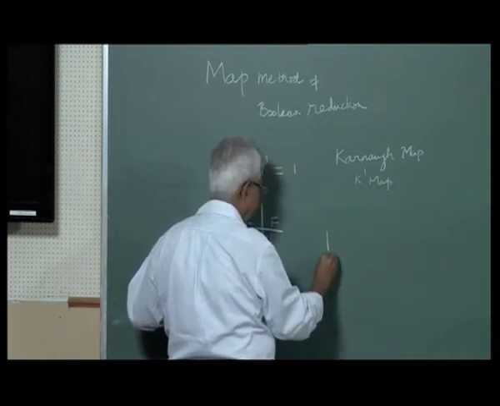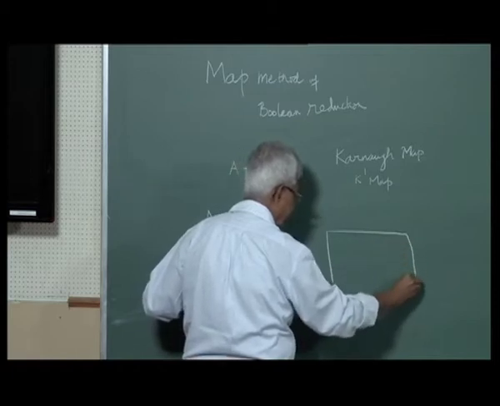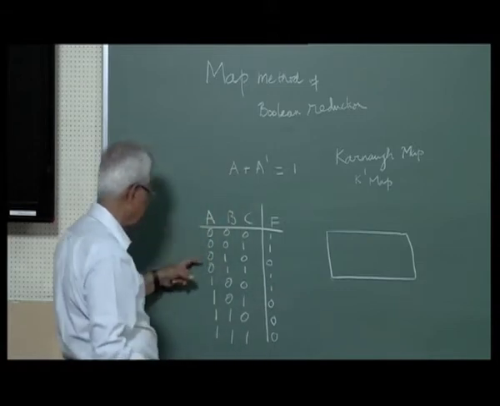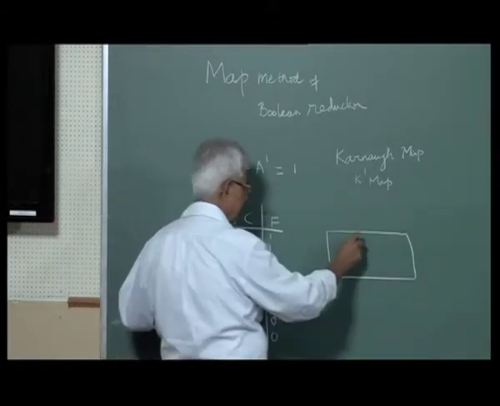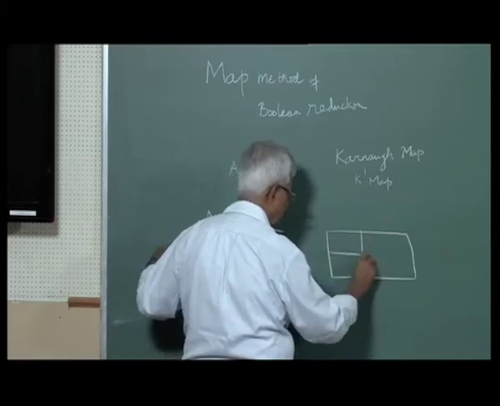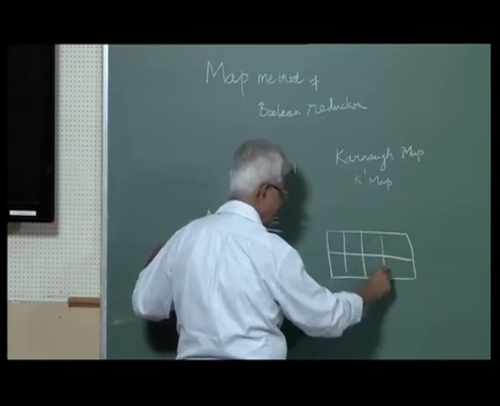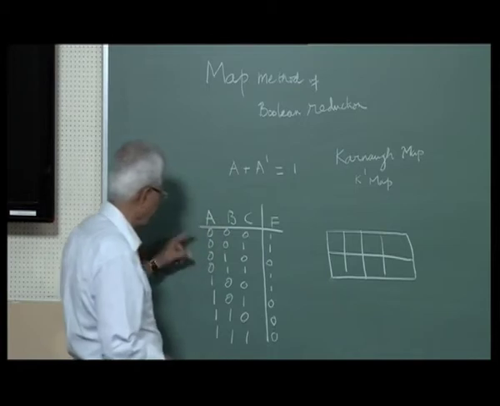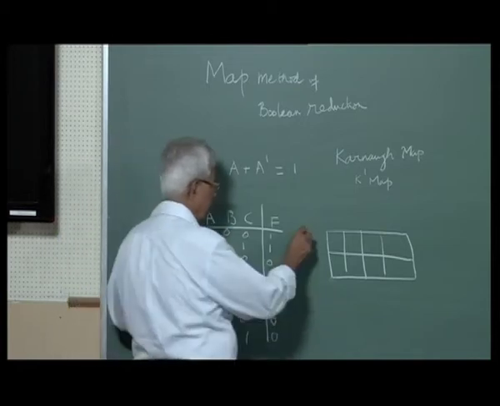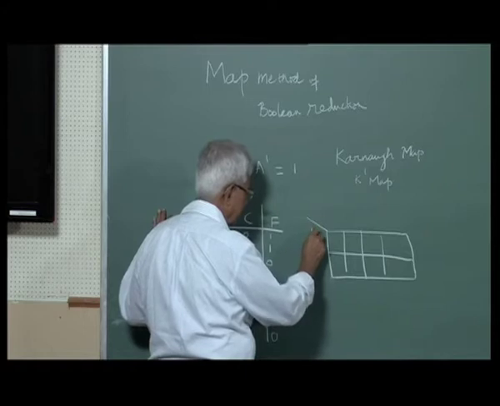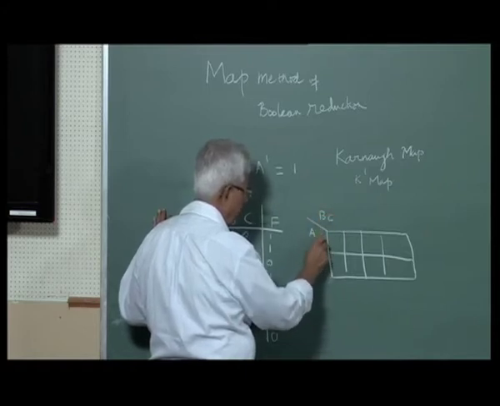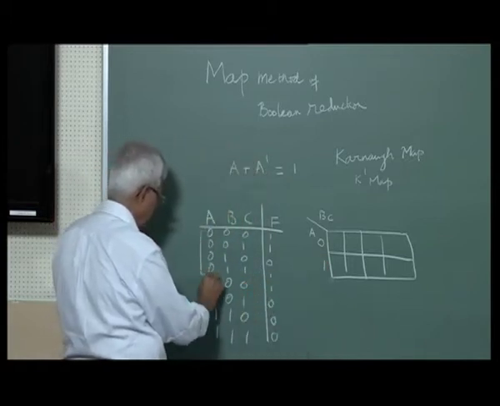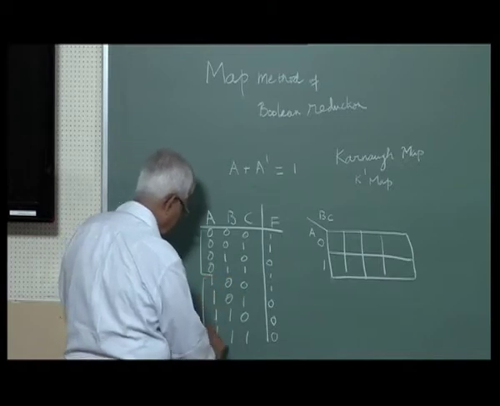What you do is you make it into a graph. How many terms are there? There are 8 terms. So you divide this into 8 cells. Now each of these cells corresponds to one of the terms. How do you know that? So we put here A, B, C. A is 0, A is 1. A is 0 corresponds to the first 4 rows. A is 1 corresponds to the second 4 rows.